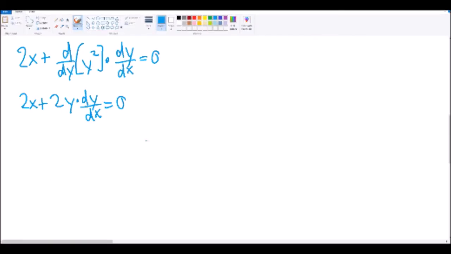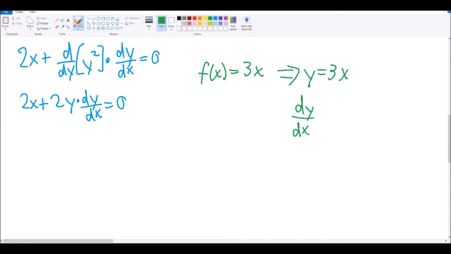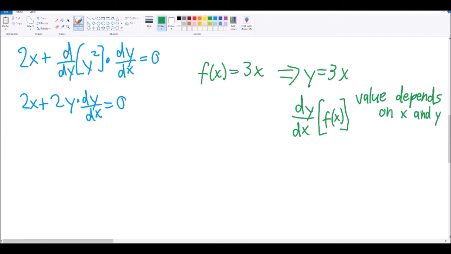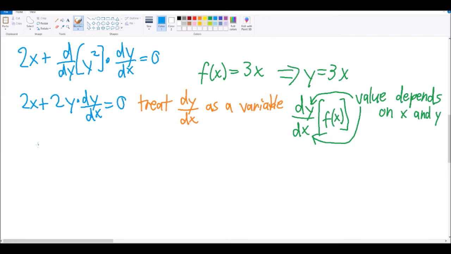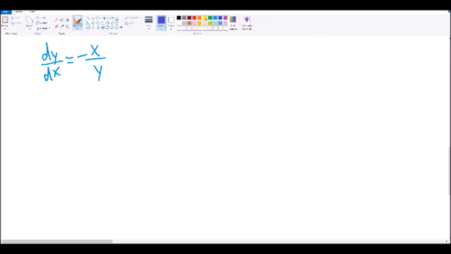How is this helpful? Let's think back. Functions like f of x equals 3x can also be written as y equals 3x. And when we were first defining the derivative, we were finding dy over dx, the slope of a tangent line. There we were, treating the fraction slash operator dy over dx as a variable whose value happened to depend on x and y. So now, if we wanted to find the slope, we can treat dy over dx as a variable and solve for it. And there we go. Believe it or not, that is our answer.